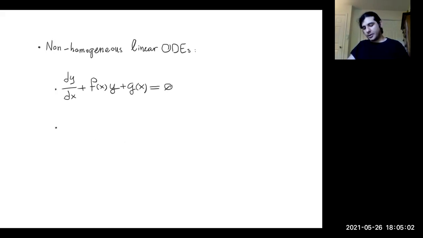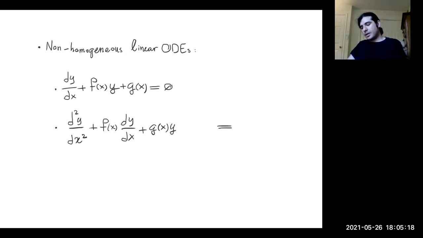A second order example would be something similar. So let's say the second derivative of y with respect to x plus some f(x) dy/dx plus some function g(x) times y. Well, the homogeneous would be this thing equals 0. The non-homogeneous would be this one. There is another function h(x) here. And this h(x) is non-zero. So the problem is, how can we solve this one, right?